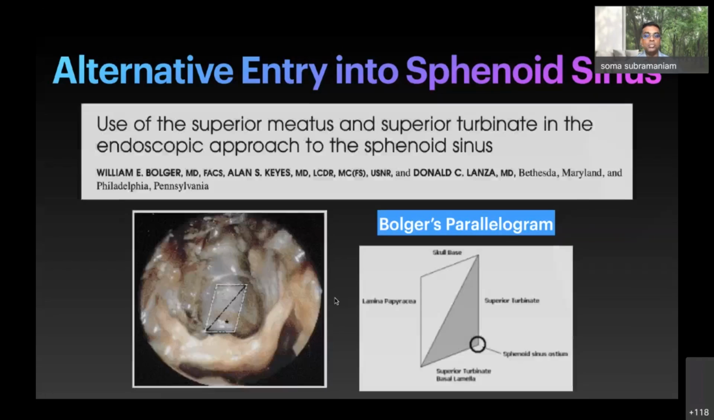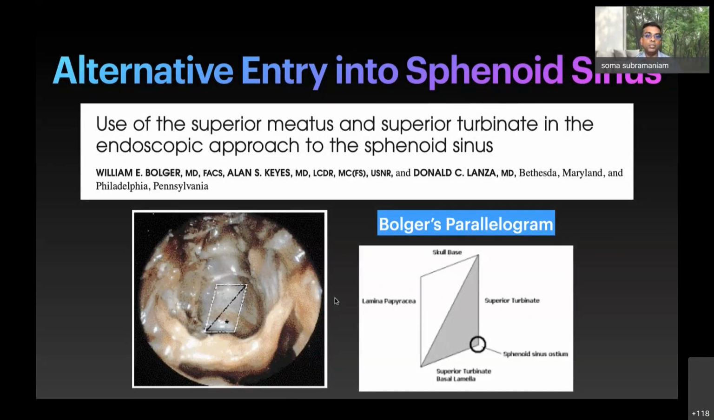Now, the alternative entry to the sphenoid sinus, which was popularized about a decade and a half ago, was by William Bolger and Don Lanza, two very well-known rhinologists. And they had a very good principle behind using the parallelogram. So they used four landmarks: superiorly the skull base, laterally the lamina papyracea, medially the superior turbinate, and inferiorly the basal lamella of the superior turbinate. And their idea was to draw an imaginary line right across this, forming an inferomedial half and a supralateral half. And the advice was to enter the sphenoid sinus through this inferomedial half.